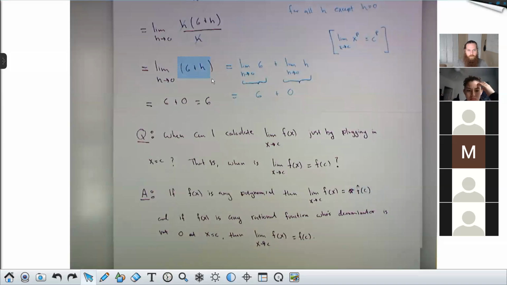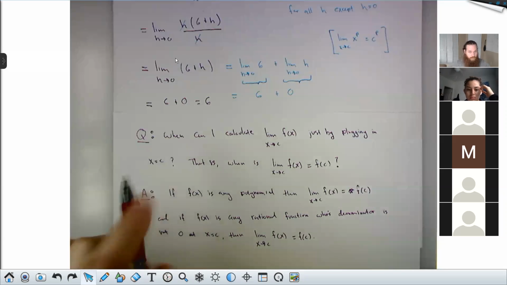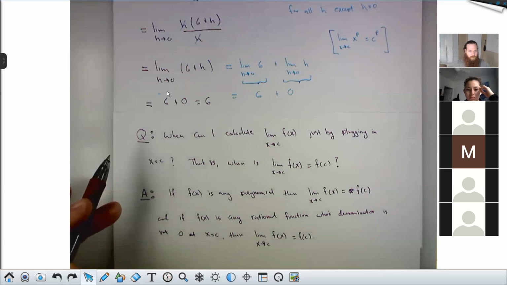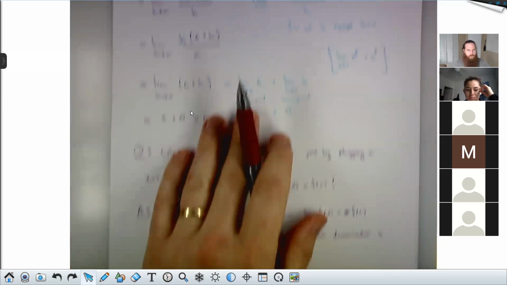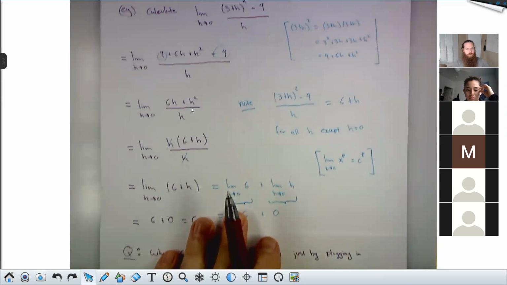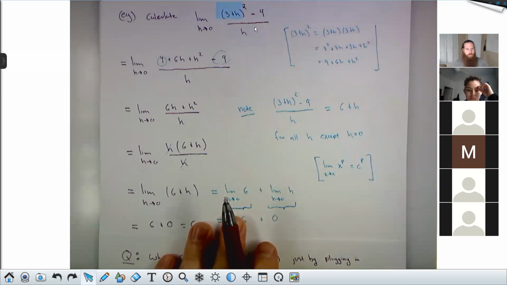And right here, what we have is a polynomial, right? 6 plus h is a polynomial in the variable h. It's a linear function. Remember, we asked what the graph of this looks like? Oh, it's a line with slope 1 and y-intercept 6. So this guy, I'm allowed to calculate the limit of just by plugging in. And so that's what we do. We calculate this limit just by plugging in 0 for h. But I couldn't do that in the original expression, because if we try to just plug in 0 for h here, the function is undefined.